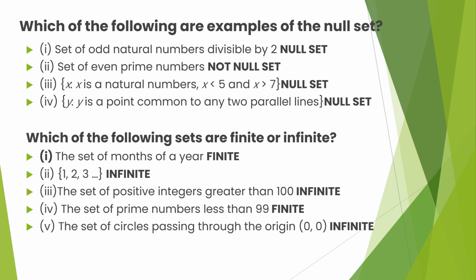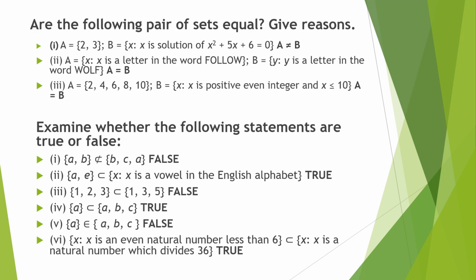Obviously from any point infinitely many circles can pass, so it is an infinite set. Next question, are the following pair of sets equal? You know two sets are equal when they have the same elements. So first one, A is equal to {2, 3}, B is equal to the set of all x so that x is a solution of x² + 5x + 6 = 0.